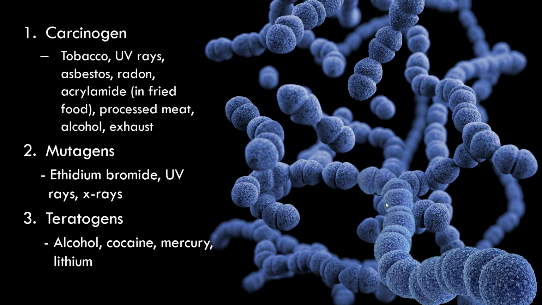Alcohol is a carcinogen, as well as car exhaust or any other kind of exhaust. Mutagens: ethidium bromide, UV rays, and X-rays. So just be aware of how much time you're spending in the sun, or use that fun stuff called sunscreen. And usually you guys aren't exposed to too many X-rays, but that's why they have you wear those lead aprons, or they cover you with the apron before you get your X-rays.